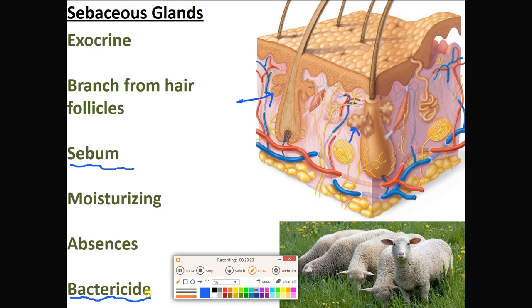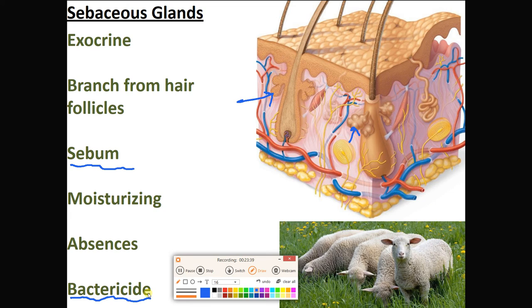Now, why don't we have sebaceous glands there? Well, there we have what kind of skin? Thick skin. And thick skin lacks what? Hair follicles, hair. Without hair, you don't have sebaceous glands.